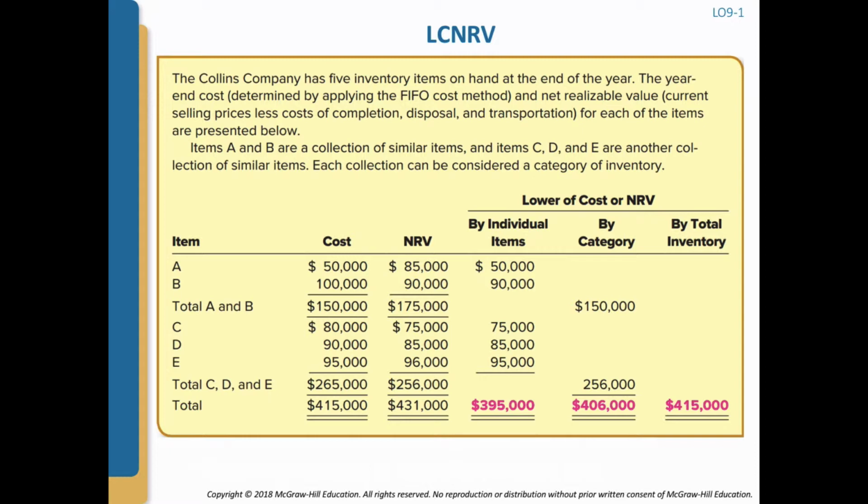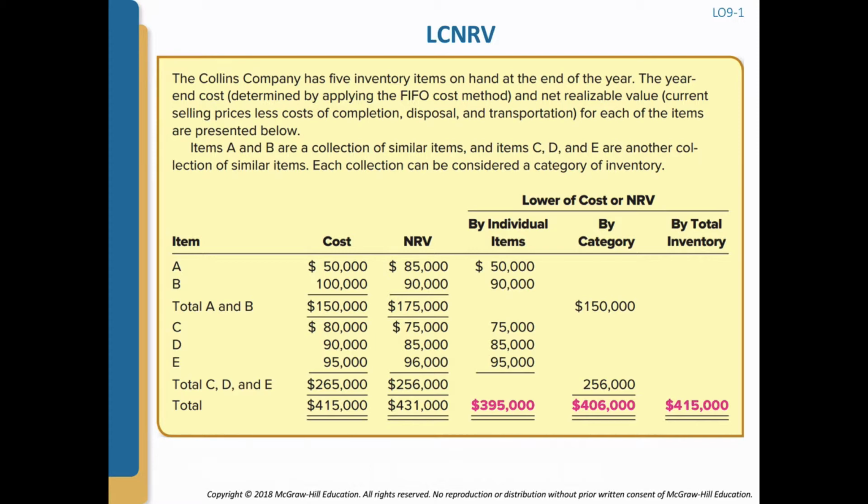The Collins Company has 5 inventory items on hand at the end of the year. The year-end cost is determined by applying the FIFO cost method, and the net realizable value, current selling price less cost of completion, disposal, and transportation, for each of the following items is printed below. Items A and B are a collection of similar items, and items C, D, and E are another collection of similar items. Each collection can be considered a category of inventory.